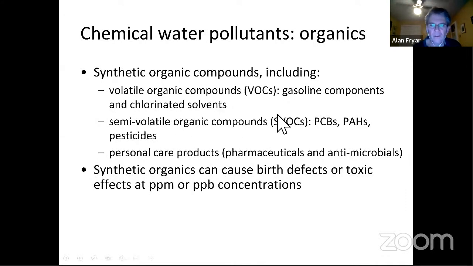There are also semi-volatile organic compounds. They tend to be higher molecular weight and more complicated chemical structures, often multiple benzene rings. These include things like polychlorinated biphenyls and polycyclic aromatic hydrocarbons. Those are examples of the multiple benzene rings, as well as pesticides.